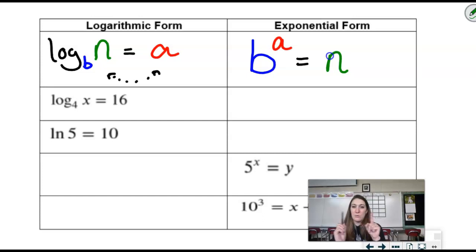So the trick is to identify who the base is, and then the other two numbers are just going to flip-flop. So for some reason, it's a lot easier for me to go from log form to exponential form. I don't know why, it just is.